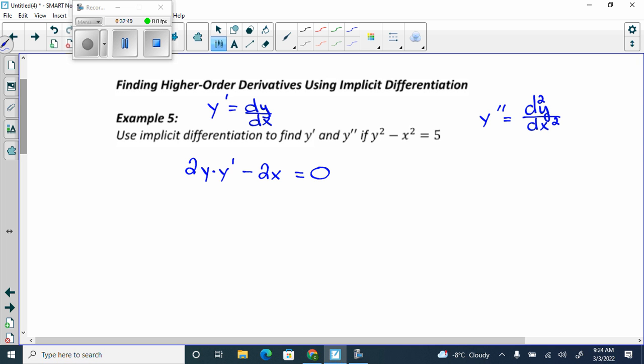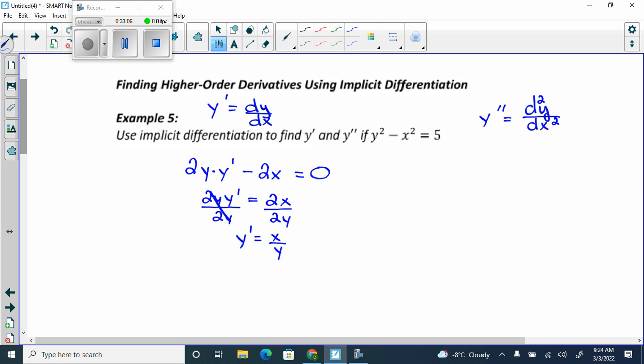Okay, so our next goal is to get y prime by itself. So we're going to get 2y, y prime equals 2x. Divide by 2y. And then y prime equals x over y. We agree?